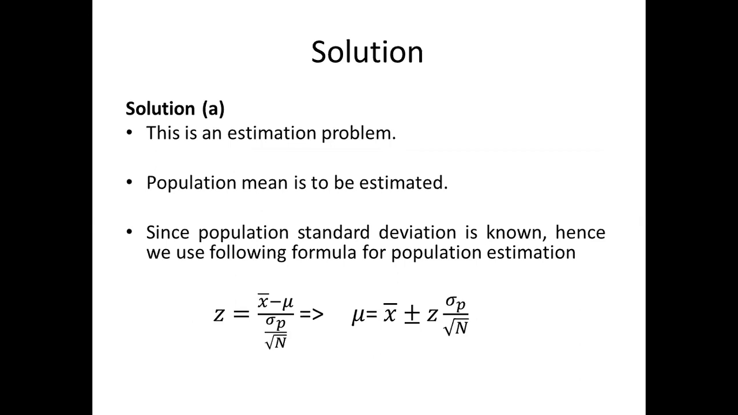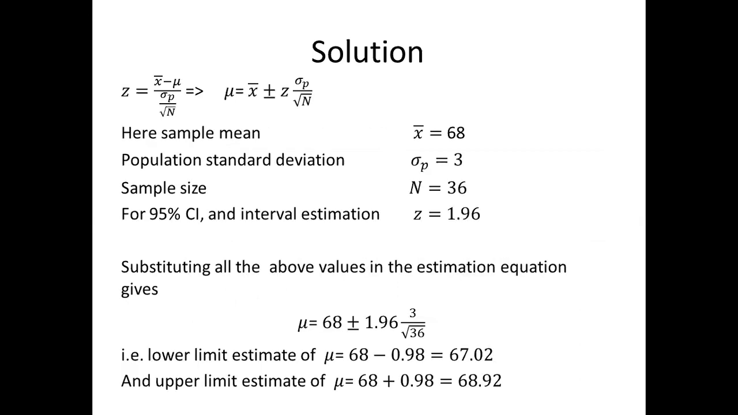And if you do a little rearrangement, then the mu equation comes out to be this, which is x bar plus or minus z sigma upon root n. We substitute all the values over here. X bar is 68, sigma is 3 and n is 36, and the z value.